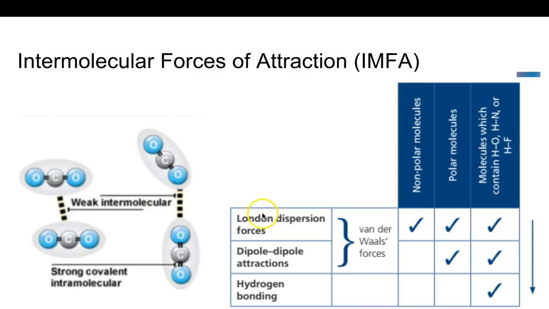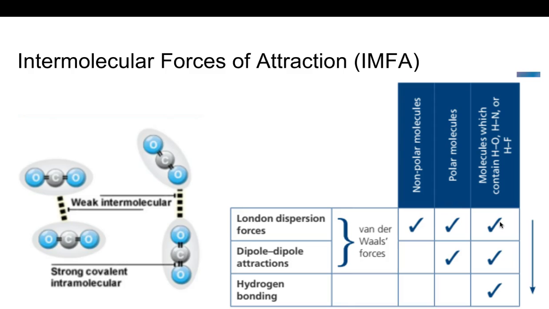forces of attraction. We're going to be talking about 3 types of intermolecular forces of attraction: London dispersion forces, dipole-dipole attractions, and hydrogen bonding. Note that there's this term called van der Waals forces, and that refers to both London dispersion forces and dipole-dipole interactions. And notice from this chart, this arrow here represents increasing strength.